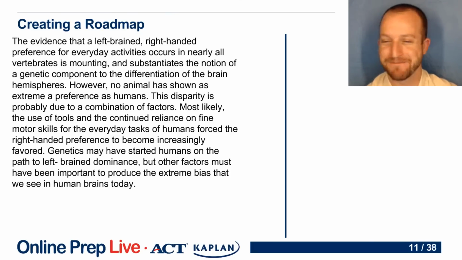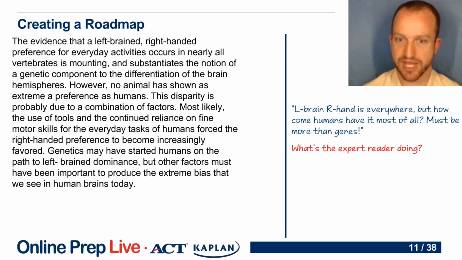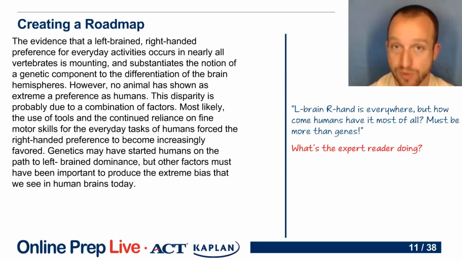All right, let's take a look. So for this one, this is our end game, right? This is the finish. Our author is giving us that final concept, right? Left brain, right-handedness seems to be everywhere. Humans seem to have a lot more than others, right? The very first paragraph actually said humans have 90% right-handedness, which is above and beyond any other species that we know of.